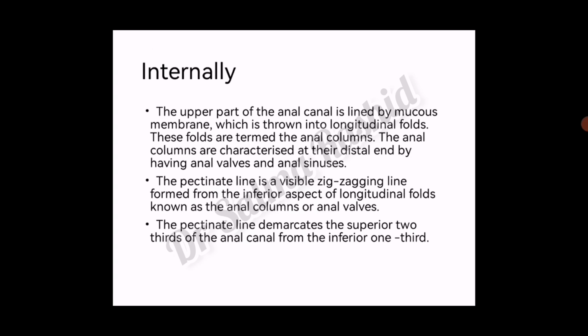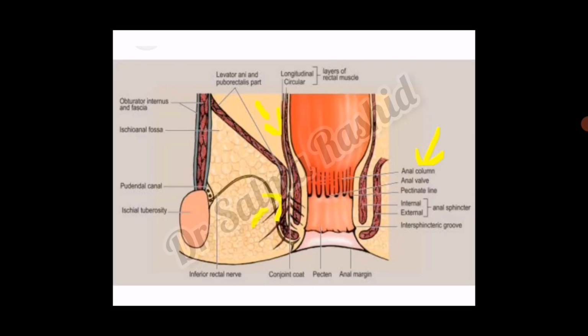The pectinate line is a visible zigzagging line formed from the inferior aspect of the longitudinal folds known as anal columns or anal valves. The pectinate line demarcates the superior 2/3 of the anal canal from the inferior 1/3. Now you can see in this picture the pectinate line. Now the area between the pectinate line and the anal margin is called pecten.